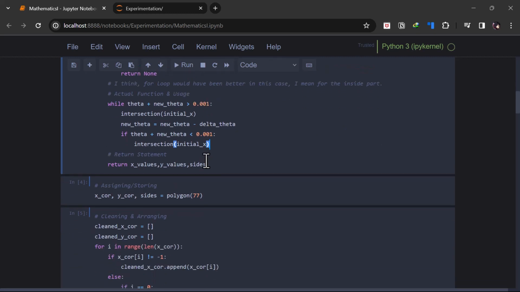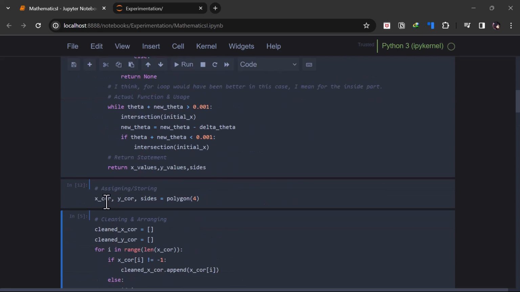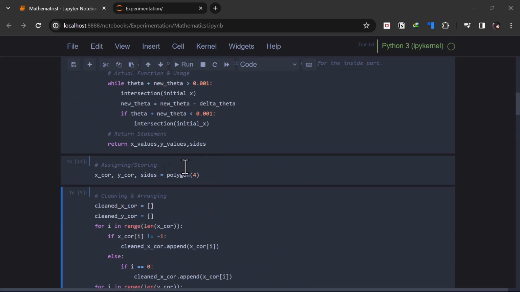And as you can see here, let me make a four-sided polygon. So here as you can see the x coordinate. Here we are using the tuple unpacking method because our function is returning a tuple. So we are unpacking the tuple into these variables: x coordinate, y coordinate, and sides. So this is how it is done.